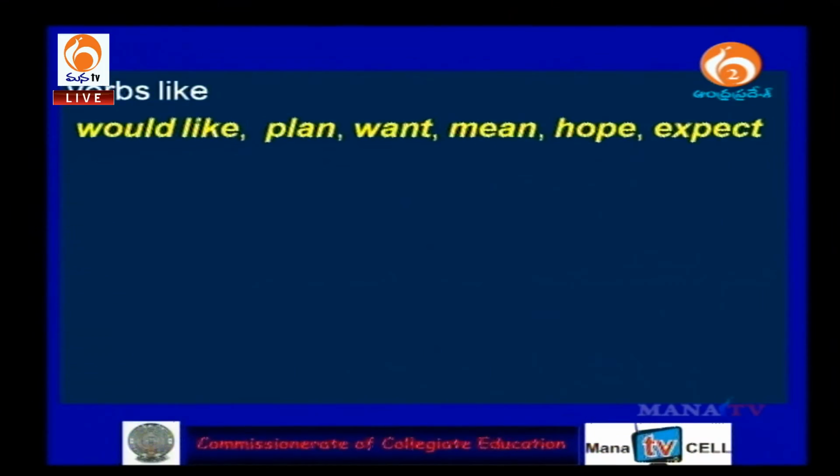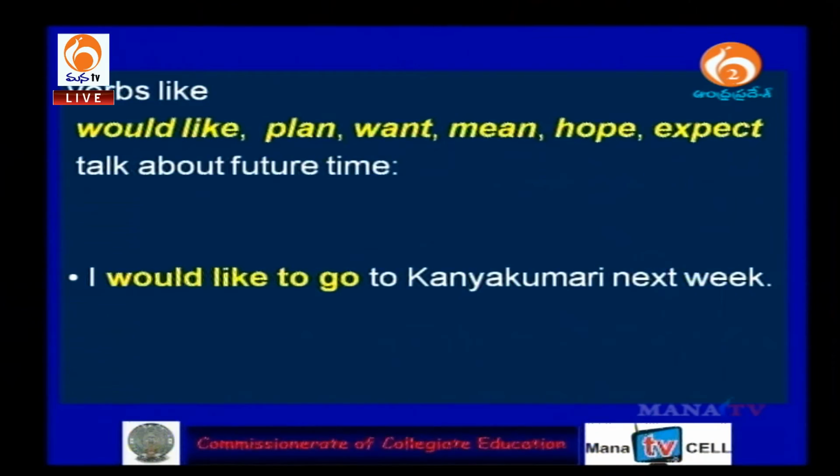Now, if I use verbs like would like to plus V1, plan, want, mean, hope, expect, I can talk about future time. I need not use will. Look at the examples. I would like to go to Kanyakumari next week. That means it is a possibility of an action that is supposed to take place.